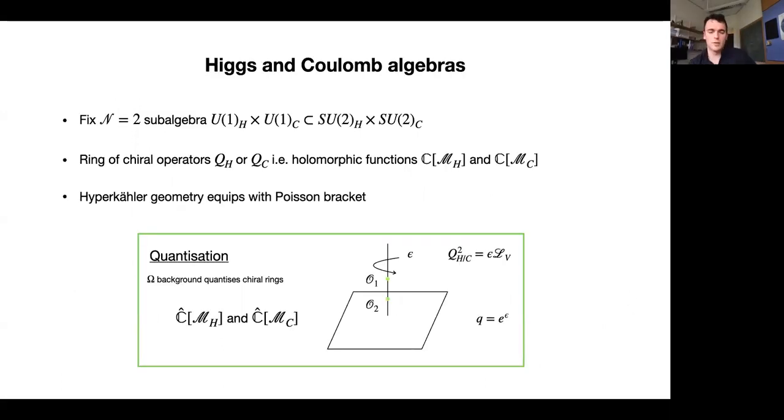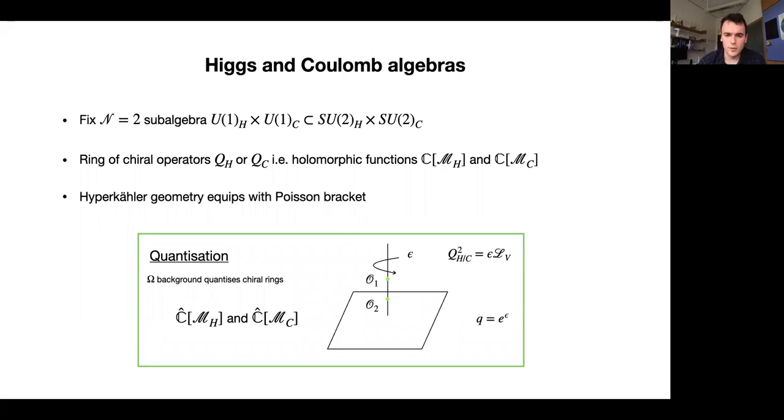Okay. So now I'm going to discuss the Higgs and Coulomb branch algebras of these theories. So if we fix a particular N equals 2 subalgebra, so we select a U(1)_R cross U(1)_H cross U(1)_C out of the non-abelian R symmetry, then this corresponds to fixing a complex structure on the Higgs branch and the Coulomb branch, and selects particular supercharges Q_H or Q_C, whose cohomology gives a ring of chiral operators that we call Higgs branch operators or Coulomb branch operators. And geometrically, these are rings of holomorphic functions with respect to our particular complex structure on the Higgs branch or the Coulomb branch. Now, the imprint of hyperkähler geometry on these rings is that they come equipped with a holomorphic symplectic form. So you can compare the holomorphic functions and give these rings a Poisson bracket structure.